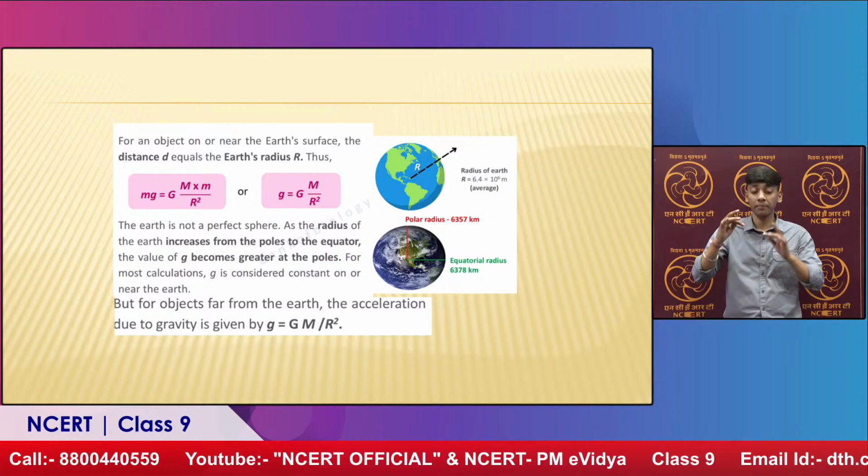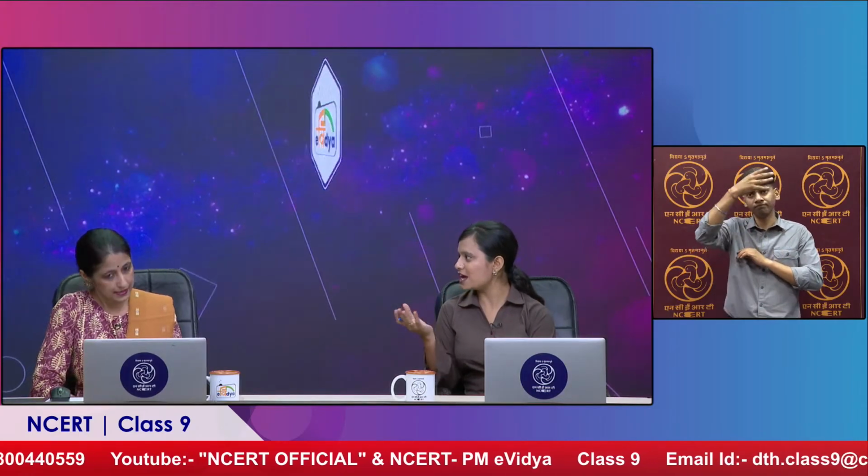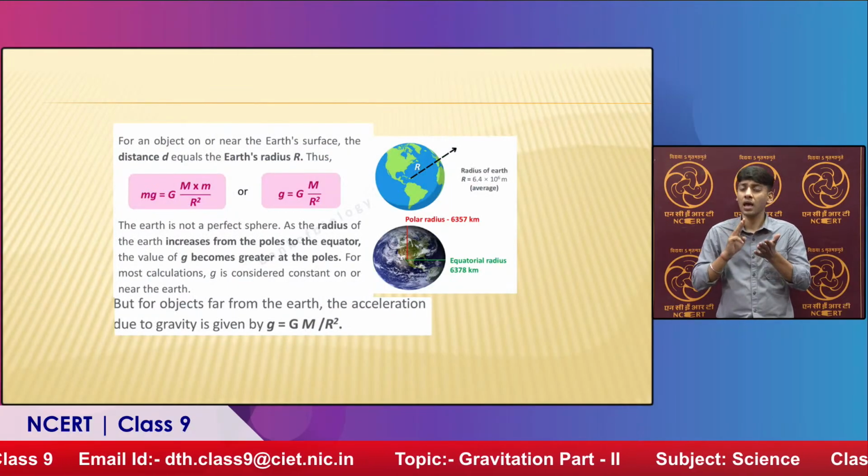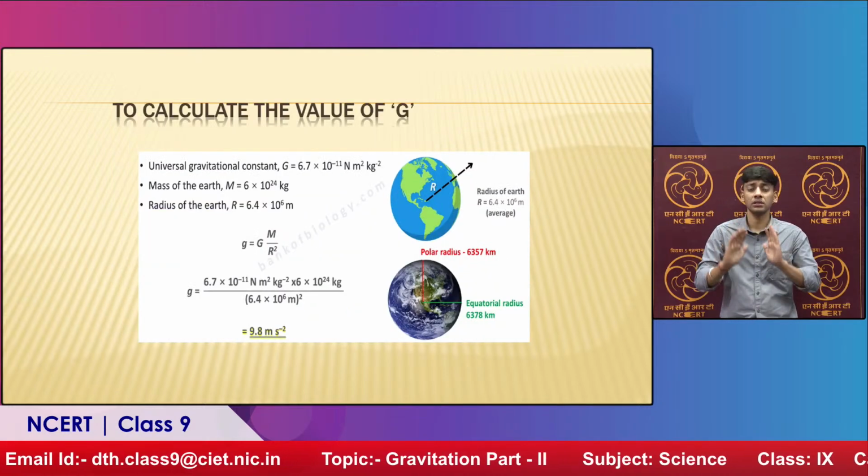So, ma'am, are we also going to calculate the value of small g and the big G? Big G we have already calculated, that is the gravitational constant, in the previous session. We can go ahead and calculate the value of small g. In the equation, all these values, capital G, M and R, are constant.